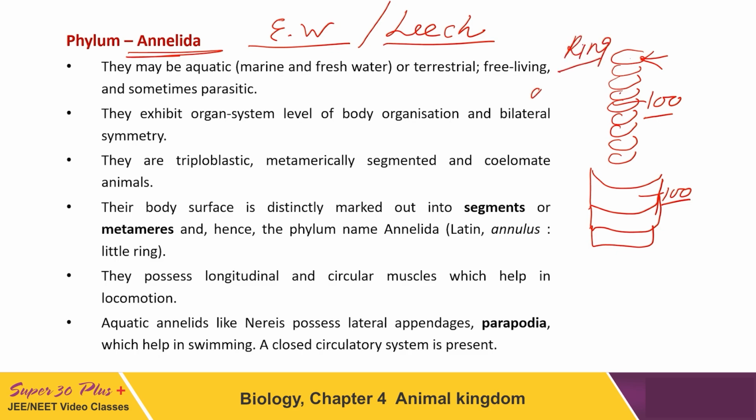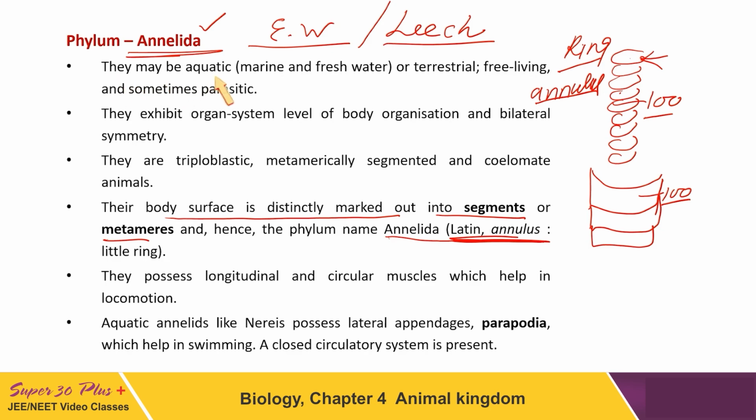Rings are also known as annulus, because the rings are there in the body, therefore known as annelida. The body surface is distinctly marked out into segments or metameres. Metameres means external as well as internal segmentation is there. The annelids, Latin annulus means ring, little rings are there. Can you remember it? Why annelids? Because the body is made up of little rings. Is it right? Come to the next.